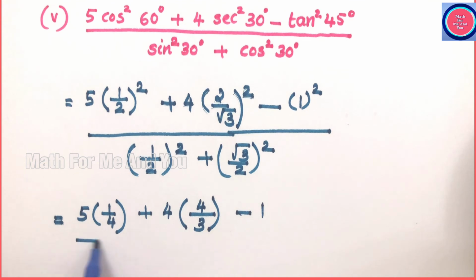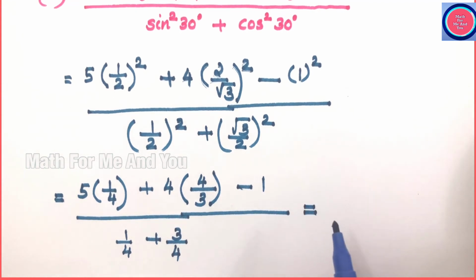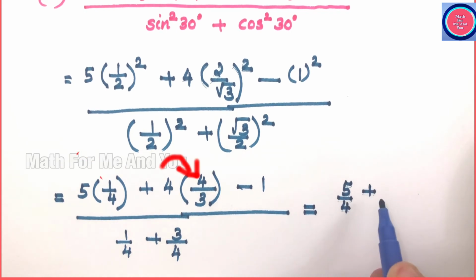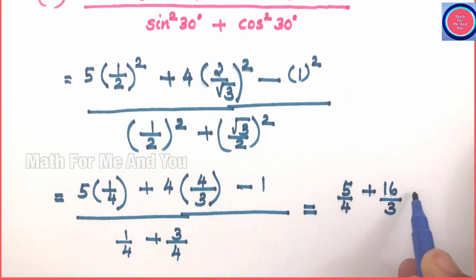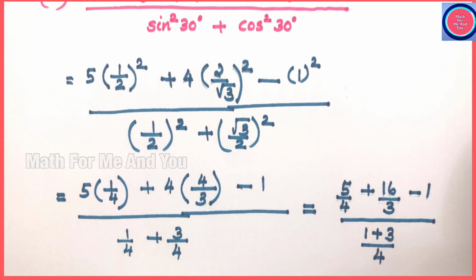And the denominator: (1/2)² is 1/4 plus (√3/2)² is (√3)² by 2², that means 3/4. Simplify the numerator. 5 times 1/4, that is 5/4, plus 4 times 4/3, it is 16/3, minus 1. Denominator 1/4 plus 3/4. We can write (1 plus 3)/4. Why? Because both have the same denominator, so we can just add 1 and 3, then with the denominator 4.